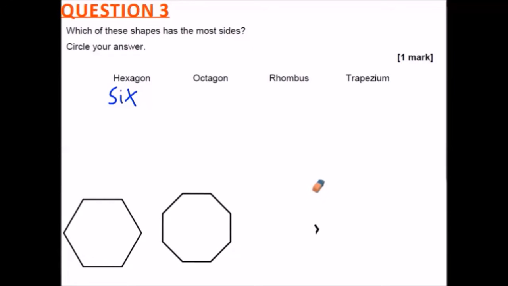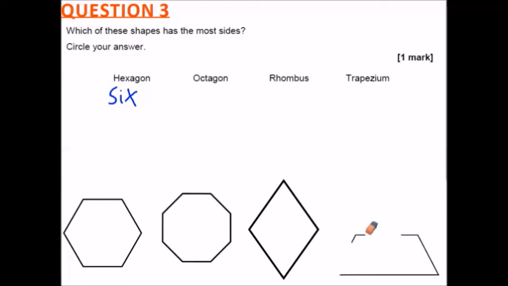Rhombus has 4 sides. A rhombus is just a fancy name for a diamond. As well, a trapezium is also a quadrilateral that has 4 sides too. So 4 sides for trapezium, 4 for rhombus, 8 for octagon, and 6 for the hexagon. So the most sides there will be the octagon with 8 sides. So that's the one that we're going to circle.